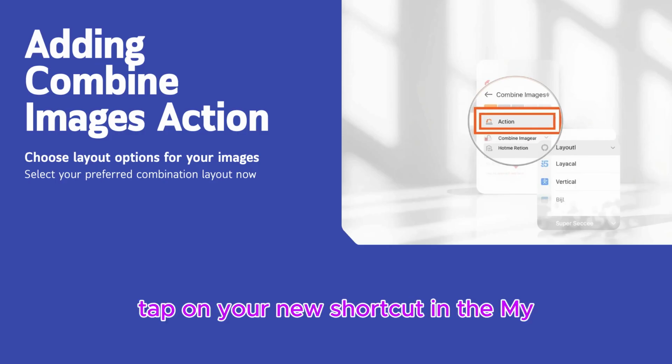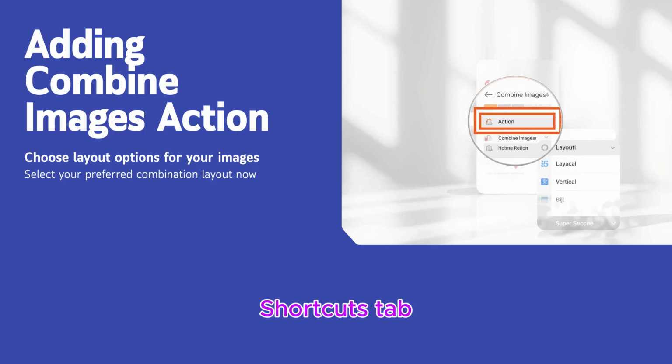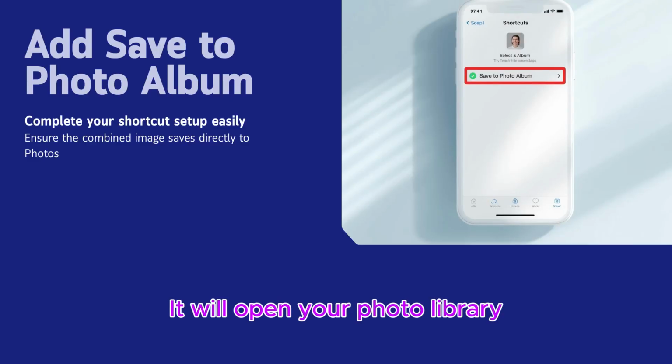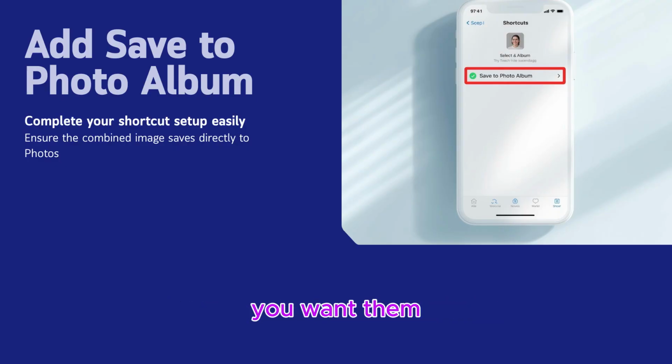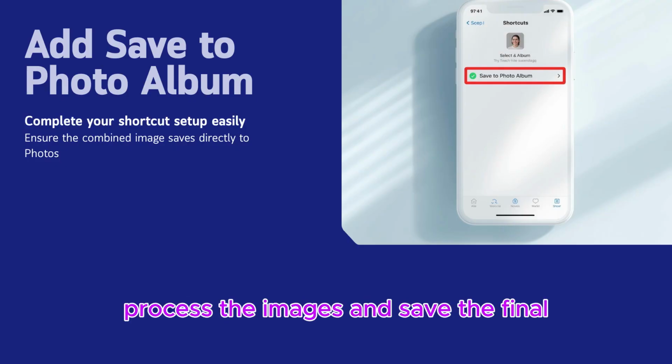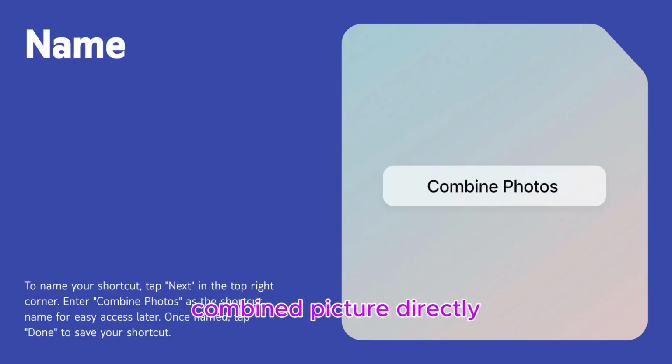To run it, tap on your new shortcut in the My Shortcuts tab. It will open your photo library. Select the photos you want to combine in the order you want them. Tap Add. The shortcut will process the images and save the final combined picture directly to your Photos app. You can then edit or share it.